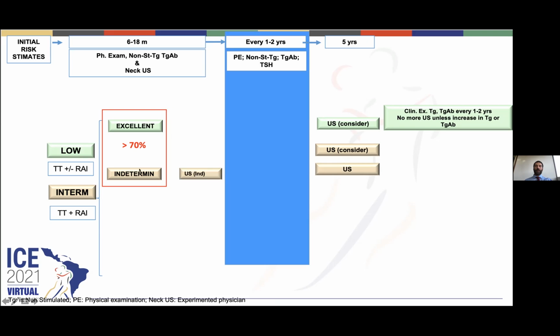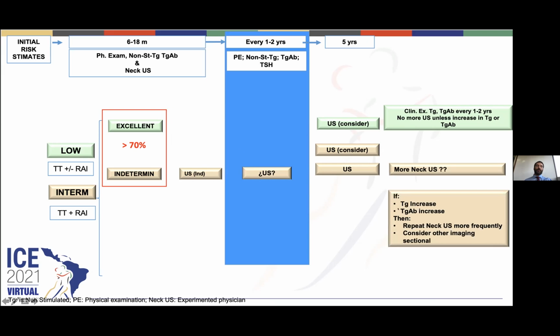But if the patients are called indeterminate responders because they have some indeterminate findings in the neck ultrasound, in this case, of course, we have to perform an ultrasound no later than 5 years, and probably we can also consider making an ultrasound before the 5 years. It is not clear if we have to perform more neck ultrasound after 5 years in these indeterminate responder patients. But of course, if we have increasing levels of thyroglobulin or thyroglobulin antibodies, we have to repeat neck ultrasound from this time further, and probably with an increasing frequency if the thyroglobulin or thyroglobulin antibodies are increasing importantly. Also, we have to consider other cross-sectional imaging depending on the case.